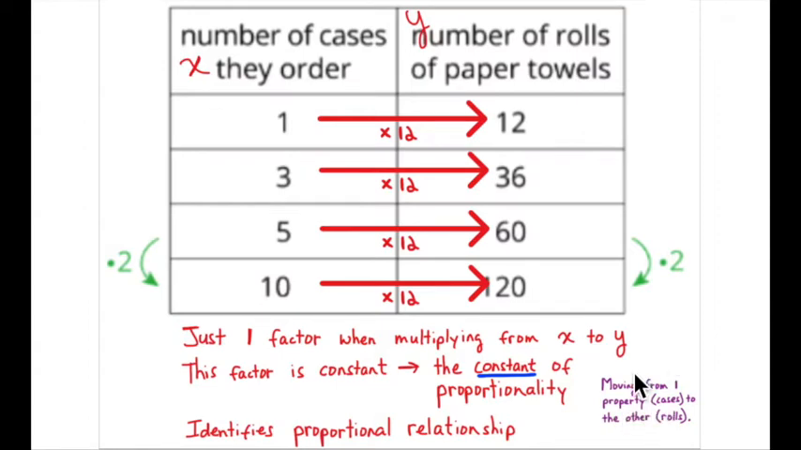And so notice in this case, you're moving from one property, cases, to the other property, rows. You're going from one property, cases, to the other property, rows. And you can use the same factor throughout. It's not changing the scale factors. You change factors. Constant proportionality, you maintain the same factor.